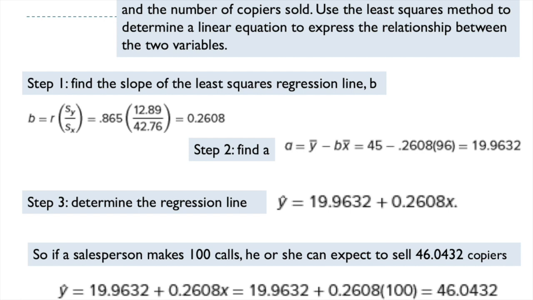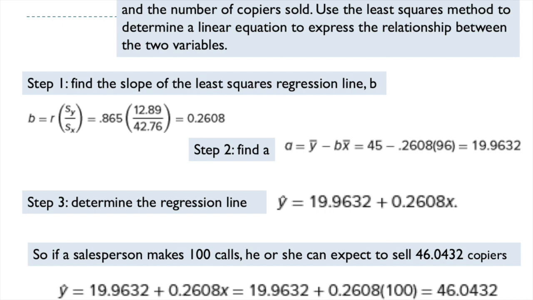So first we have to find our slope, or the b. Again, we're going to use the formula from the previous slide. So b equals, well, we found our r, the correlation coefficient, to be 0.865. And again, the textbook walked you through using Excel. We found those standard deviations for y and for x. And so we find that our slope is 0.2608.